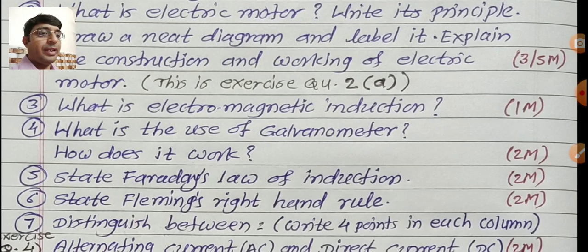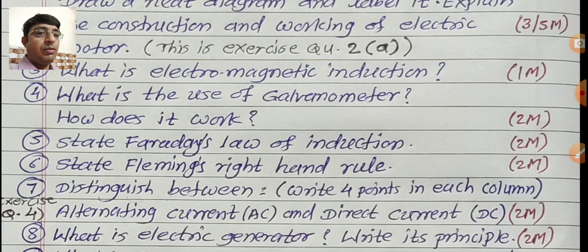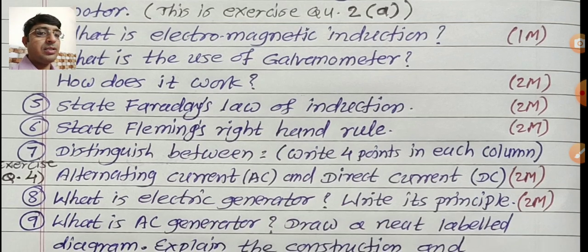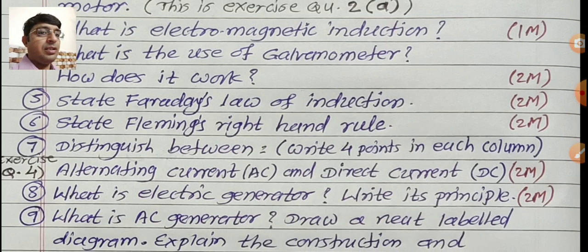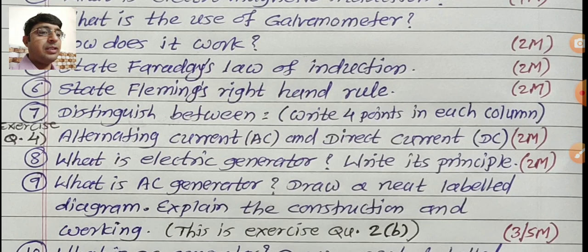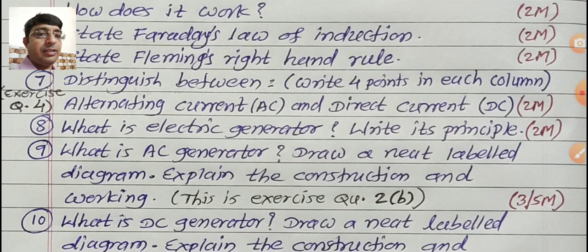What is electromagnetic induction? 1 mark. What is the use of galvanometer? How does it work? 2 marks. State Faraday's laws of induction and state Fleming's right hand rule, 2 marks. Distinguish between, write 4 points in each column, half a mark for each correct pair. So you are getting 2 marks. Alternating current and direct current, that question.